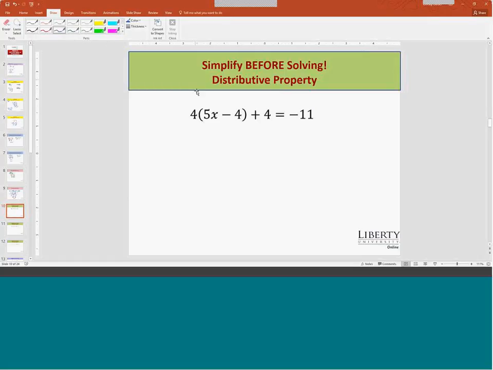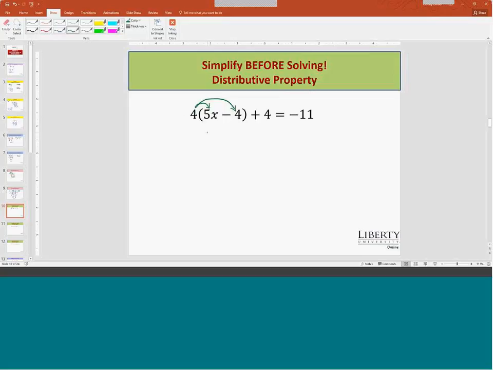Now, again, going with the idea of simplifying before solving. In this case, we have distributing to do. We've got a 4 that's multiplied to the difference between 5x and 4. So you multiply to this difference. We need to distribute the 4 to both terms inside parentheses before we begin solving.